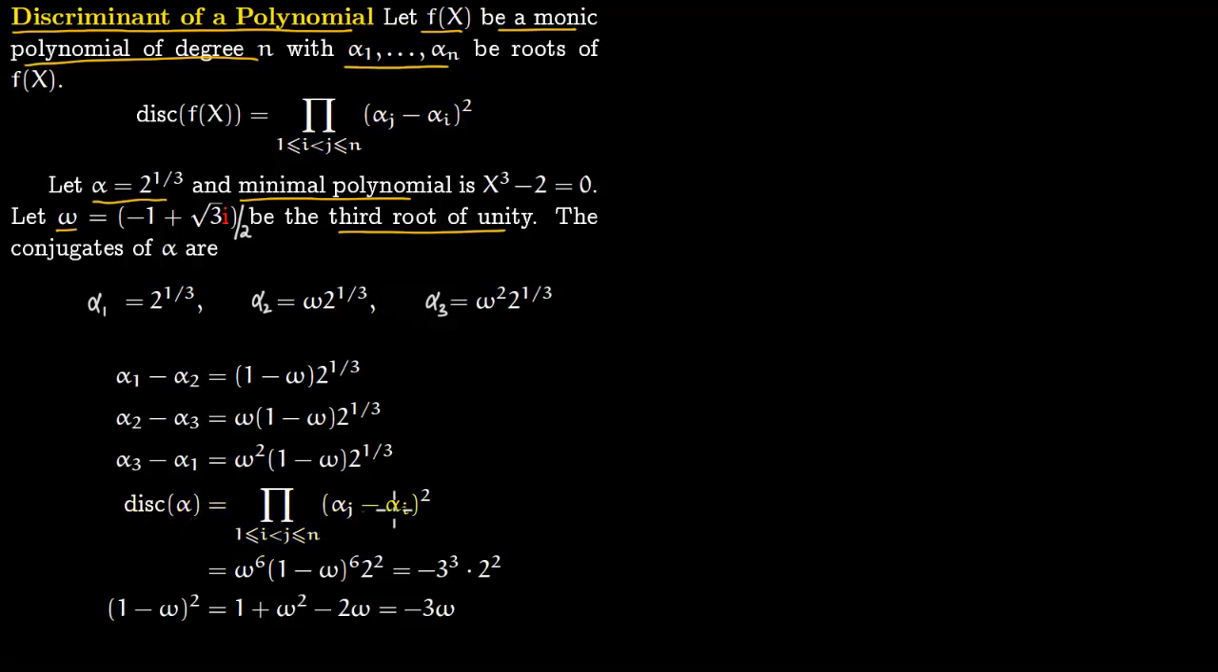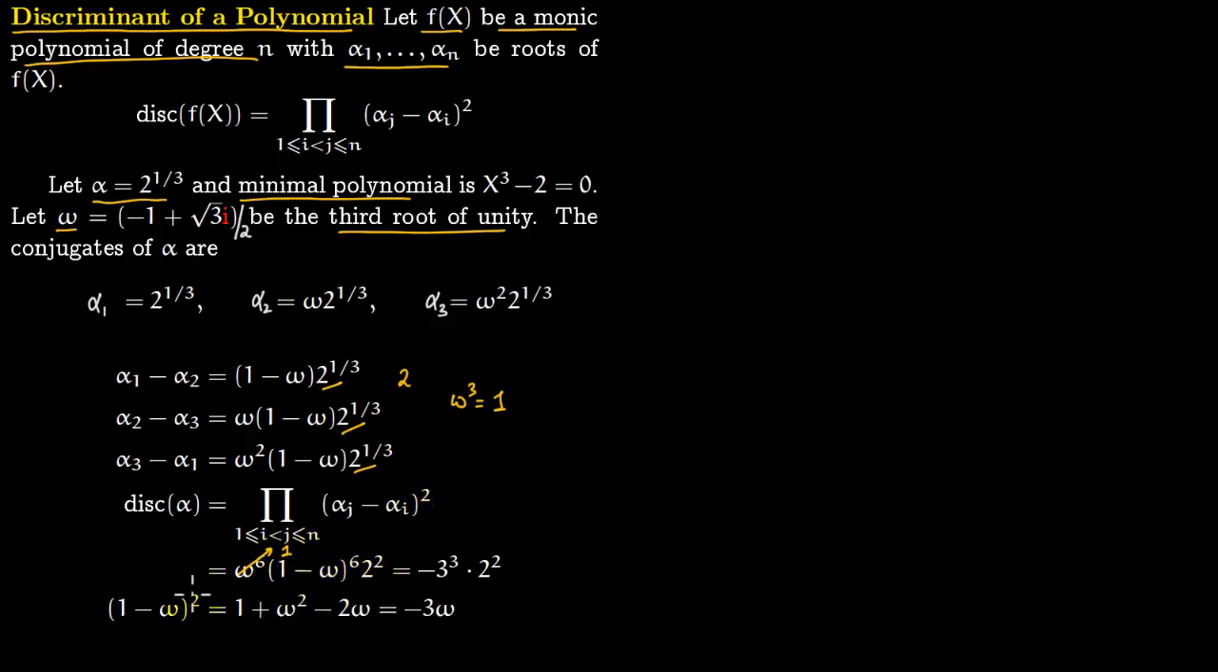So the discriminant of alpha you can write like this, and then you just multiply it out. Omega times omega squared gives you omega cubed. You square it, you get omega to the 6, but this is the third root of unity, so omega cubed is 1, and this becomes 1. Then you multiply the three factors of 2 to the 1/3, you get 2, you square it, you get 2 squared, and you get (1 minus omega) to the 6 here.